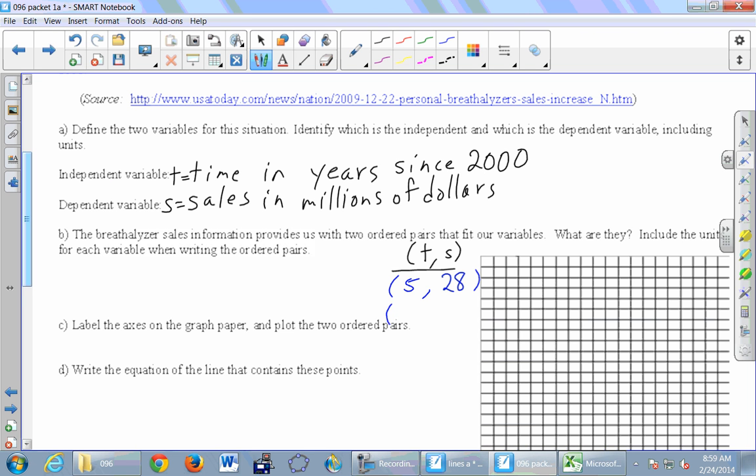Okay, and then we play the same game for the other piece of info. What was the year? 2009, so what are we putting? Just 9. And then sales increased quite a bit. What were they up to? 215.